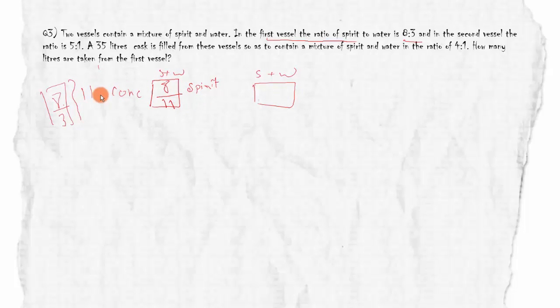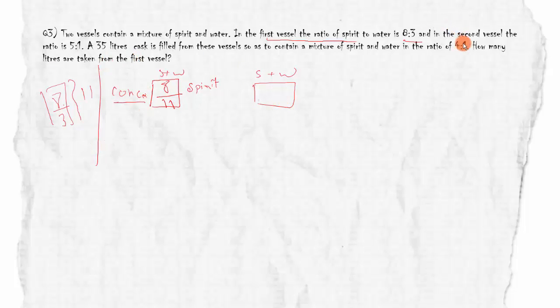Two vessels contain a mixture of spirit and water. In the first vessel, the ratio of spirit to water is 8 is to 3. So 8 by 11 is spirit, right? If 8 is to 3, that is 8 is spirit and 3 is water. So out of 11 liters, 8 by 11 is spirit. This is in terms of concentration that we are saying here.